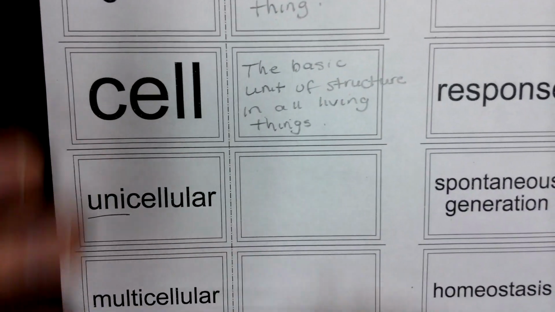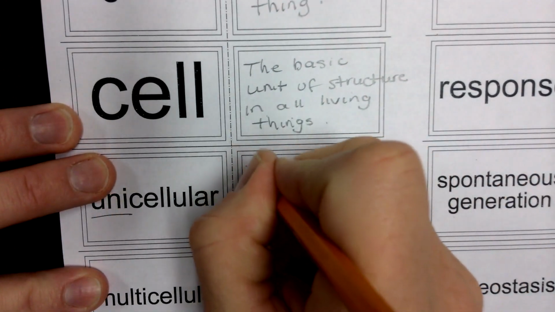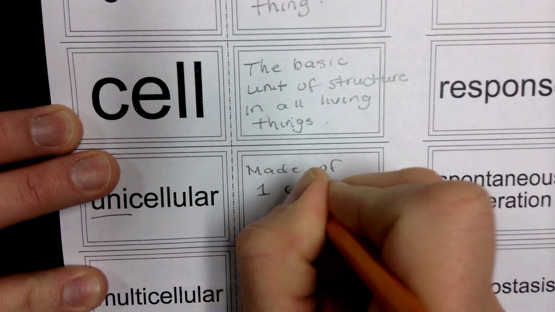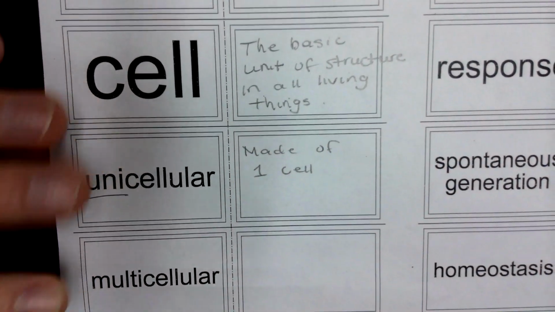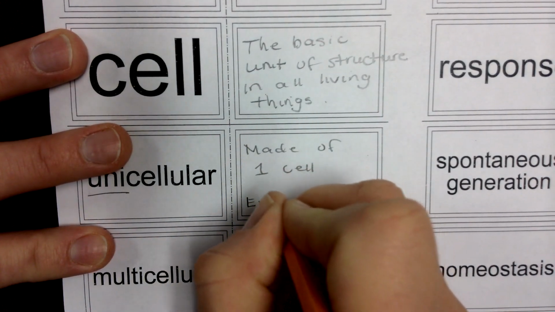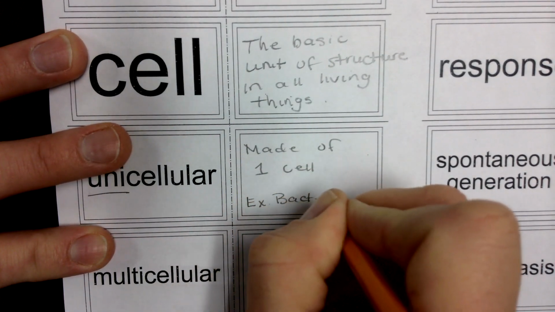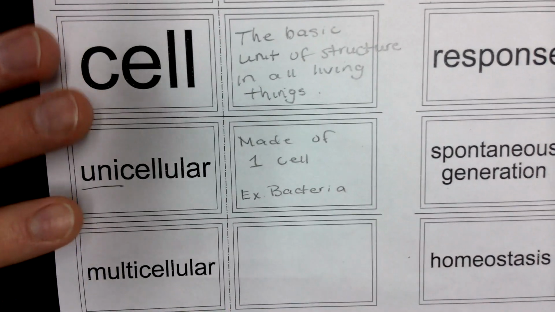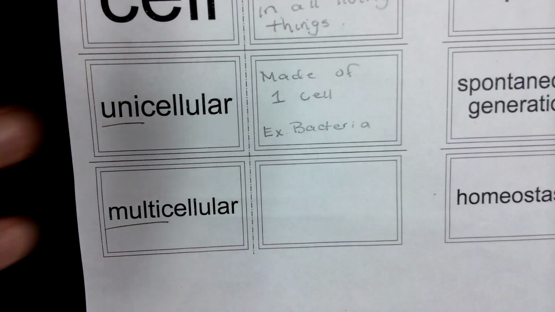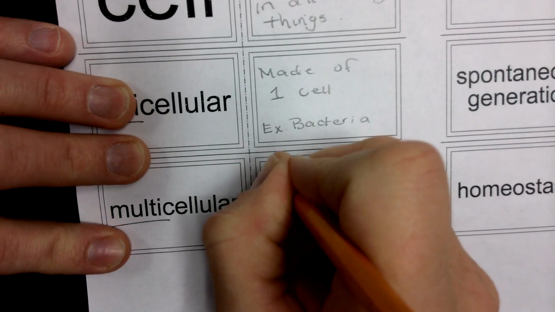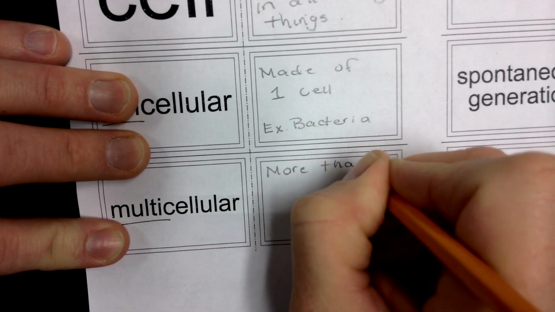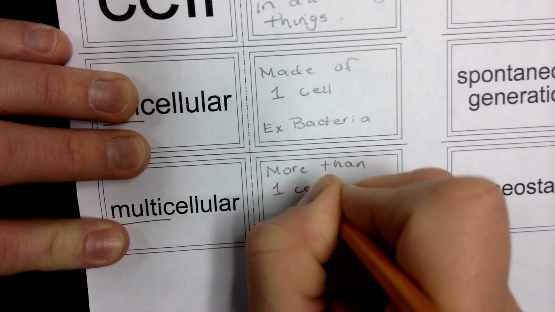Unicellular, uni meaning one, means it's made of one cell. Made of one cell. Okay. For example, like bacteria, and I want you to write this down. Bacteria are generally unicellular. Okay. Multi, meaning more than one. You can underline that for me. Means it's more than one cell, or consisting of many cells. More than one cell.